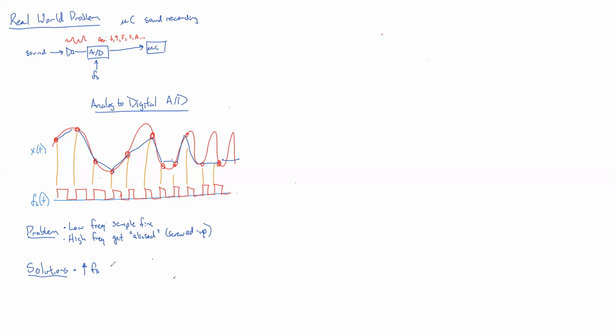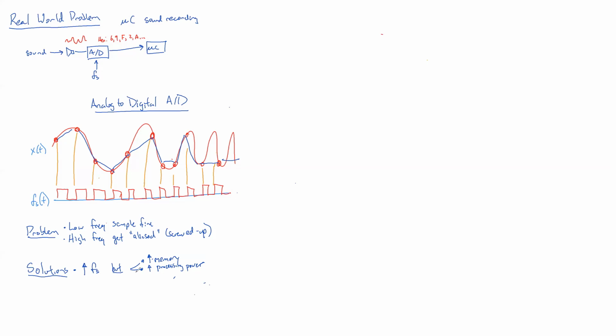The problem with increasing sampling frequency arbitrarily is that it also increases the amount of memory that you need to store your signals. It increases the processing power. So you both need to get a faster microcontroller, which costs more, but it also uses more energy. The faster you run these things, the more energy they use.